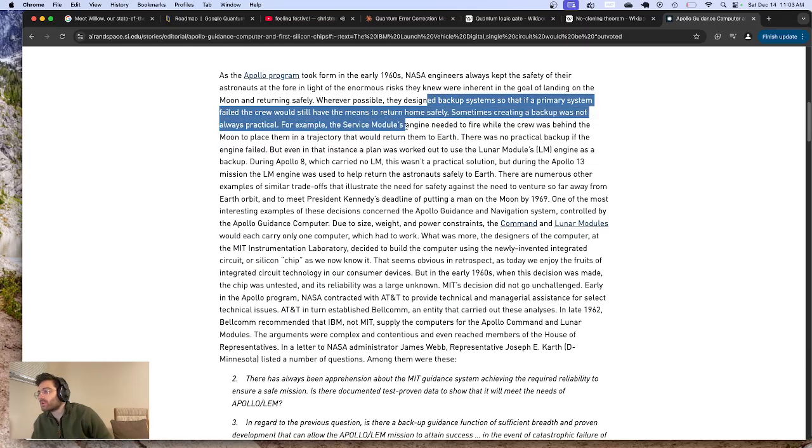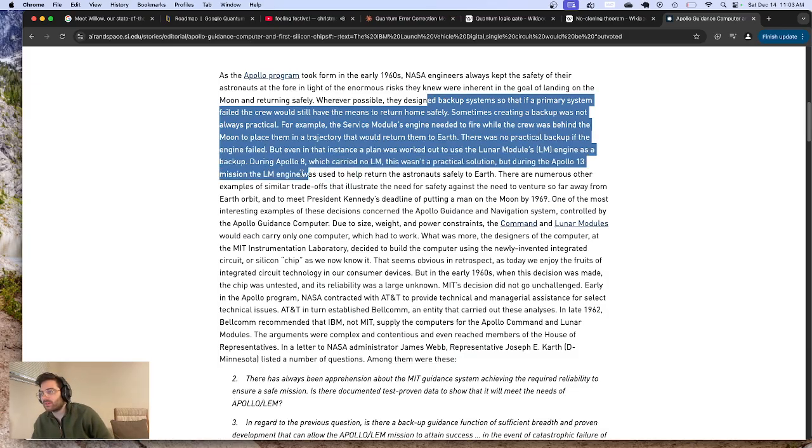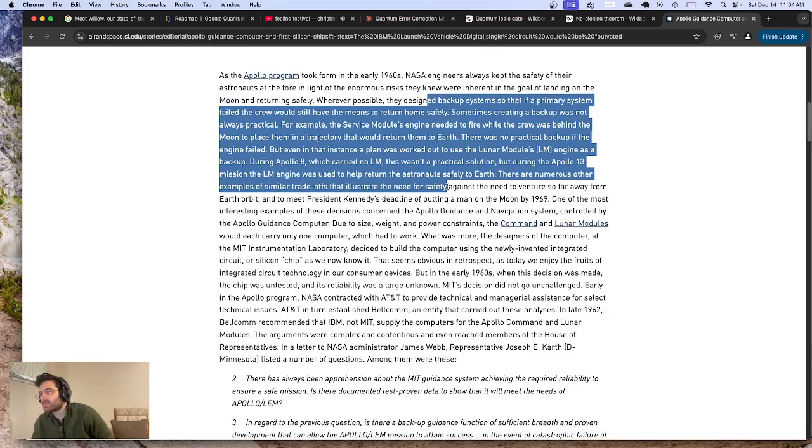"For example, the service module's engine needed to fire when the crew is behind the moon to place them in a trajectory home. There's no practical backup if that engine fails, unfortunately. Apollo 8 carried no lunar module. This wasn't a practical solution, but during Apollo 13, the lunar module engine was used to help return the astronauts safely to Earth. There are numerous other examples of similar trade-offs that illustrate the need for safety against the need to venture."